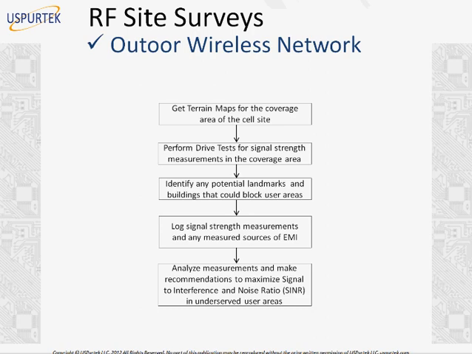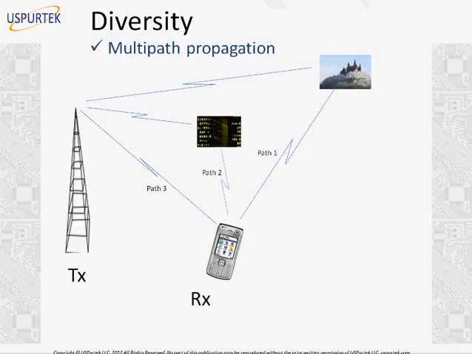identify any potential landmarks and buildings that could block user areas, log the signal strength measurements and any measured sources of EMI, analyze those measurements and make recommendations to maximize signal to interference and noise ratio in underserved user areas. Okay. So very, very straightforward topic, but the idea is that we need to be very, very careful about the site surveys. It must be done before installing any antenna system.